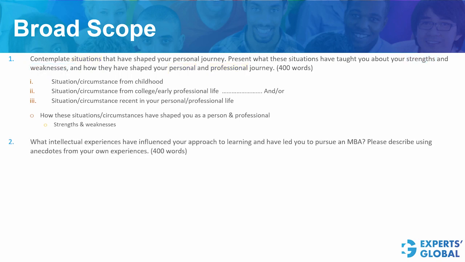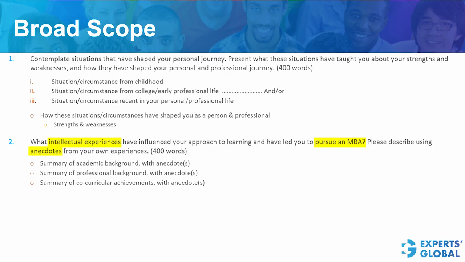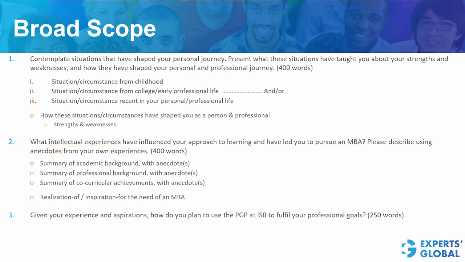The second essay is largely about your intellectual experiences and need for MBA. Inclusion of specific anecdotes is a must here. Let's look at the broad scope of this essay. Summary of your academic background with anecdotes, same for your professional background, and same for your co-curricular achievements. And very importantly, all of these must lead to the realization of or the inspiration for the need of an MBA.